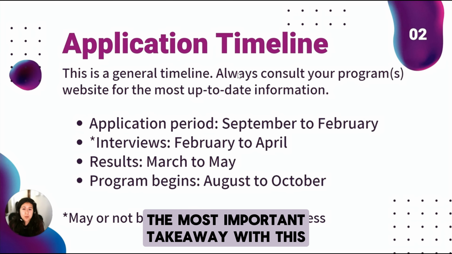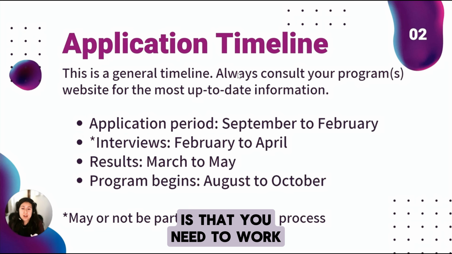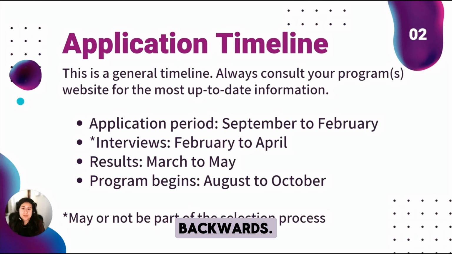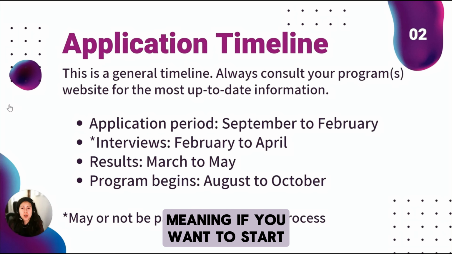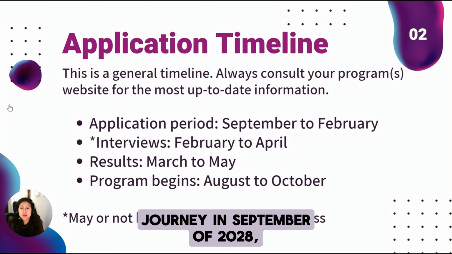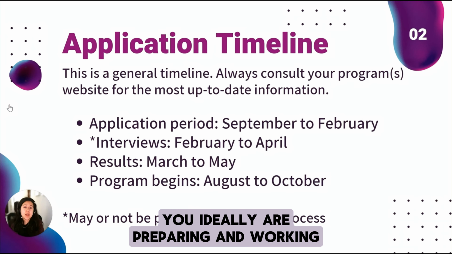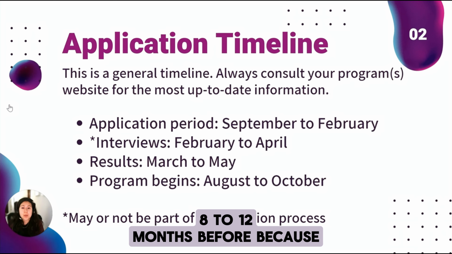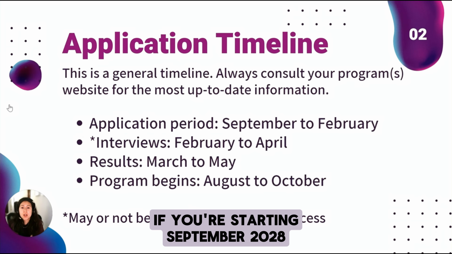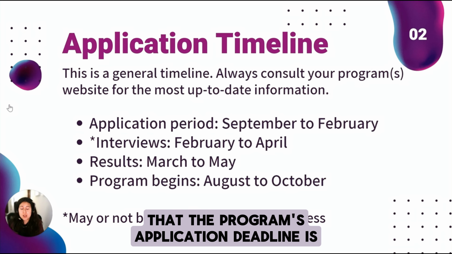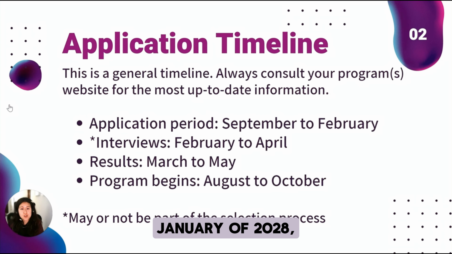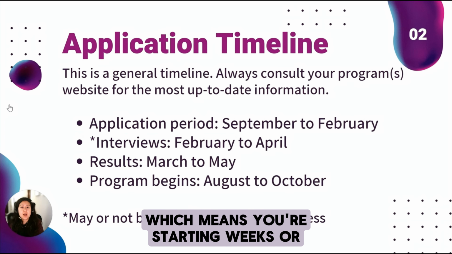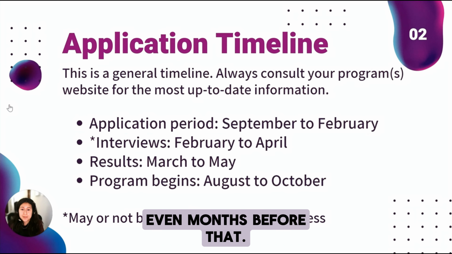The most important takeaway with this timeline is that you need to work backwards. Meaning, if you want to start your EMJM journey in September of 2028, for example, you ideally are preparing and working on your application 8 to 12 months before. Because if you're starting September 2028, it is possible that the program's application deadline is January of 2028, which means you're starting weeks or even months before that.